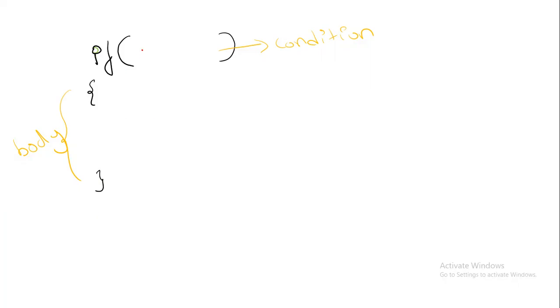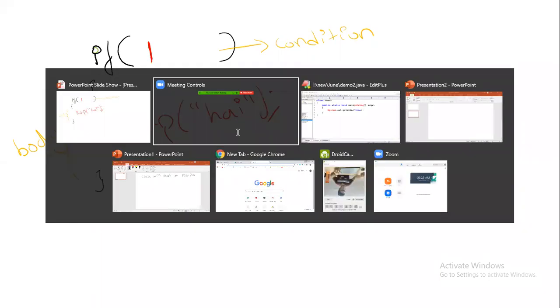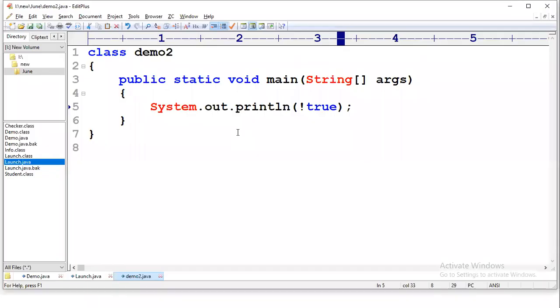Now one example I would like to give. I'll write here, if of 1. Now tell me, is the condition true or false? The condition is true, right? If the condition is true, it will execute the body. So System.out.print, I will tell hi. Now will I get the output here? Let's see. Very important thing here, watch here.